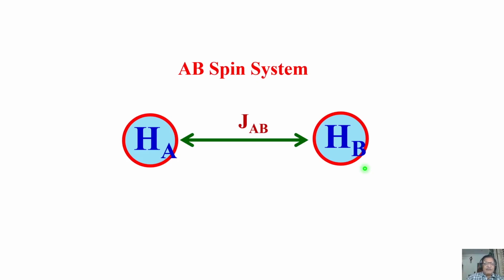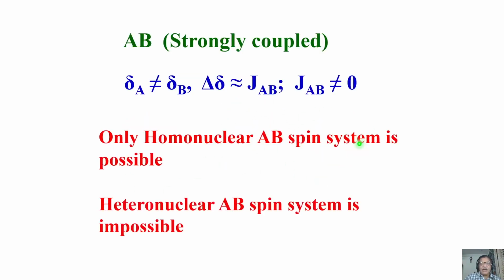What is the strongly coupled case? I have to represent it by letters very close in alphabetical order. Earlier it was A and X, far away. Now I am going to take the letter next to A, that is B. I consider JAB, so this is proton A and proton B. And what are the possibilities you can think of?